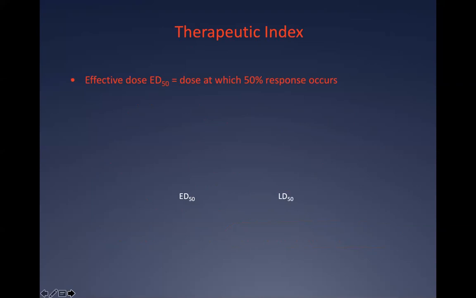So one of the terms that we will see is what is called the effective dose ED50, and that's the dose at which 50% of the response occurs. Again, if we change this, for example, if you see an ED25 or an ED10 or an ED90 or an ED75, all that changes is the percentage of the response. An ED10 is the effective dose at which 10% of the response occurs.